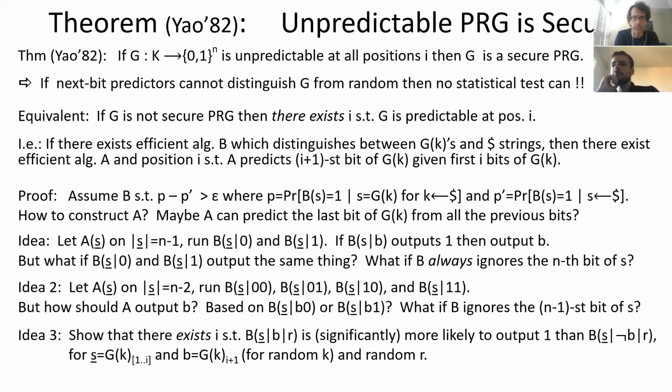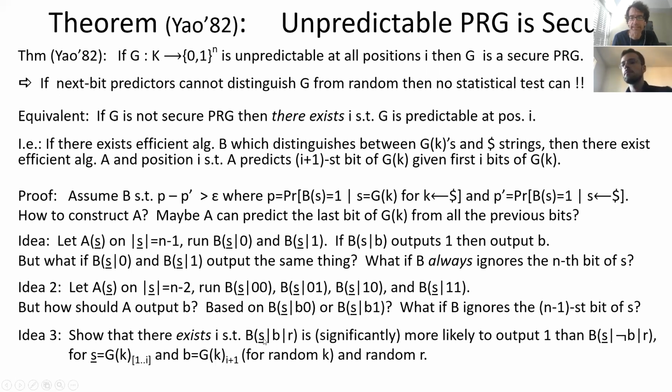Here's an idea that does work, and it basically cuts to the chase. Show that there exists an index such that the following reduction works. The reduction is getting the reduction A. Again, the goal of A is to show a prediction at some position. So this A will predict at the position I.